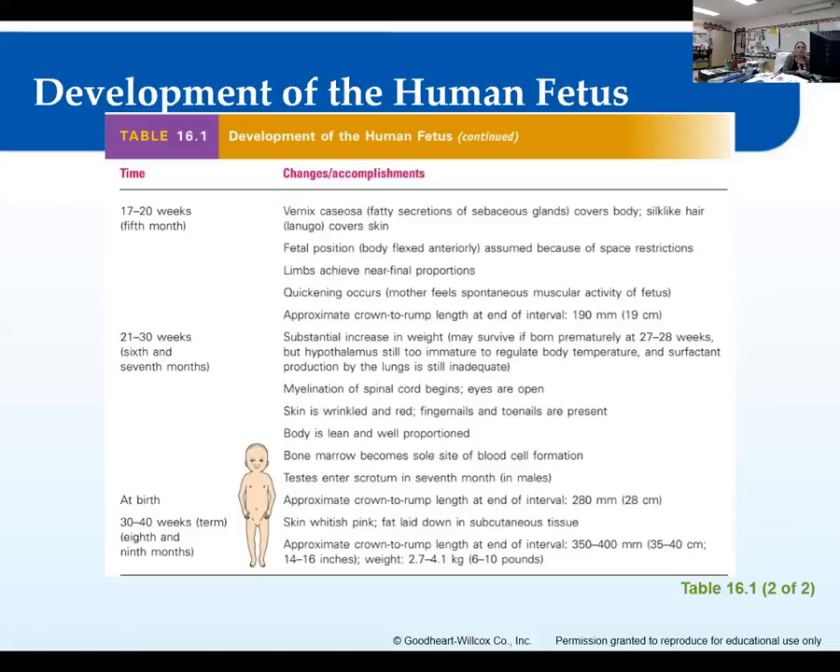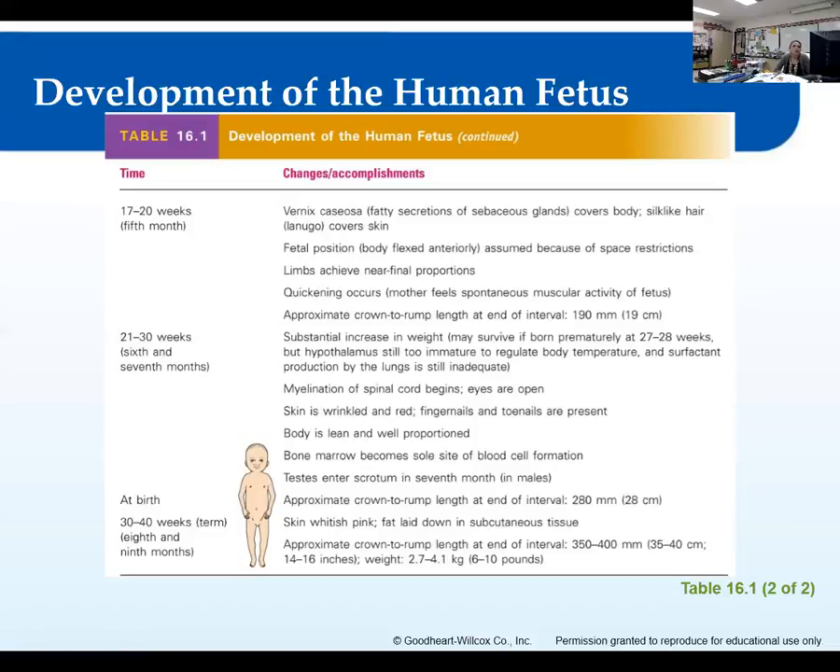Approximate length, 19 centimeters, which is, what, 6 or 7 inches long. 21 to 30 weeks. Lots of weight increase, specific, and the mom too. Usually at this point you can really start to see the pregnancy. Sometimes you never see it. It just depends on the woman's body.